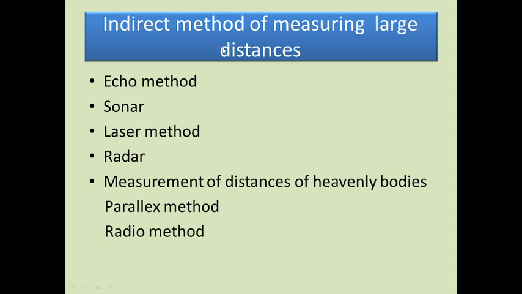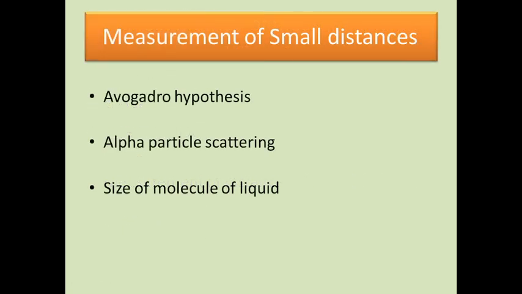So there are some methods to measure large distances. Indirect methods are there: echo method, sonar method, laser method, radar, and measurement of distances of heavenly bodies like parallax method, radio method. And for small distances, there are Avogadro's hypothesis, alpha Rutherford scattering, and size of molecule of a liquid. These all are for small distance measurements.